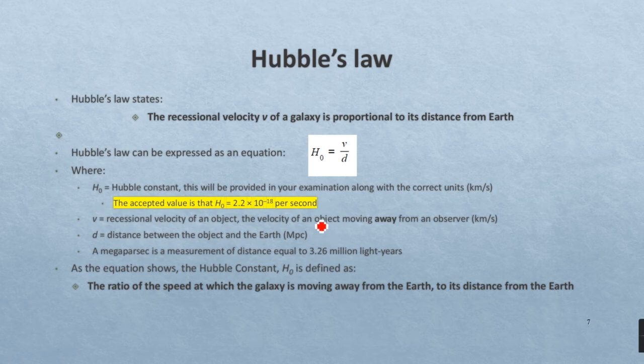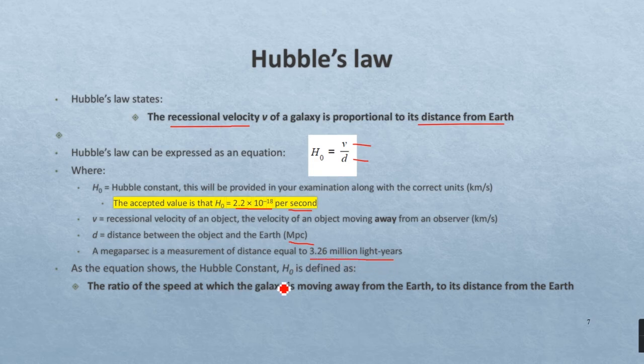Then Hubble created his own law, Hubble's law, and he was trying to find the recessional velocity of a certain galaxy in proportion to its distance from the Earth. So he used this formula to find the constant that he called Hubble's constant, which is the velocity divided by the distance. The Hubble constant has an accepted value of 2.2 × 10^-18 per second. The distance is measured using Mpc, megaparsecs, a measurement of distance equal to 3.26 million light years.